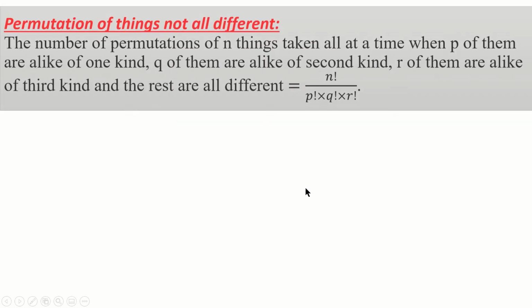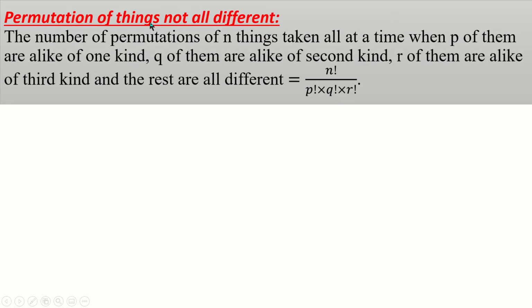Now follow: permutation of things not all different. That means some numbers or digits will be the same. The number of permutations of n things taken all at a time, when p of them are of one kind, q of them are of a second kind, and r of them are of a third kind, and the rest are all different, equals n factorial divided by p factorial into q factorial into r factorial.